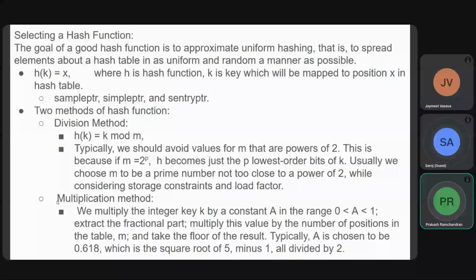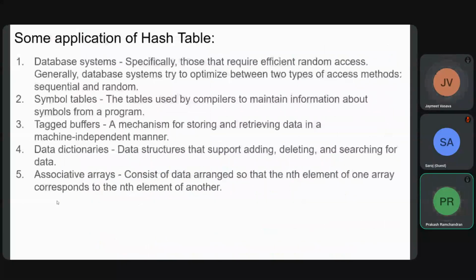So the idea here is to make sure that any application, like a database is an application, an associative array is an application, a symbol table is an application. Go to the applications, Jamie, you had shown some applications. Yeah, so we had seen database systems use hash tables, symbol tables use them, tag buffers we talked about, which is machine to machine transfer. Data dictionary is an example. So these are some of the system programming examples.